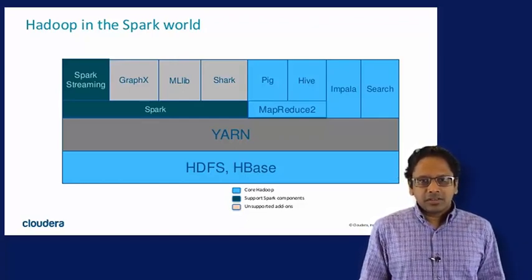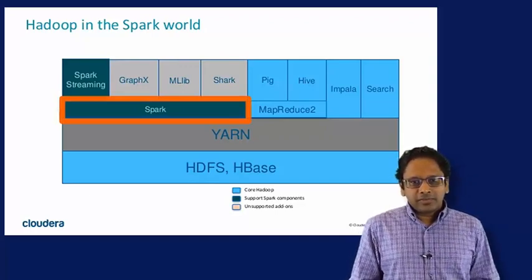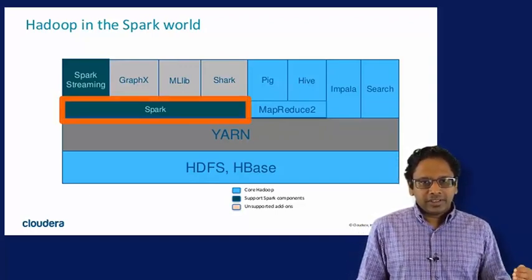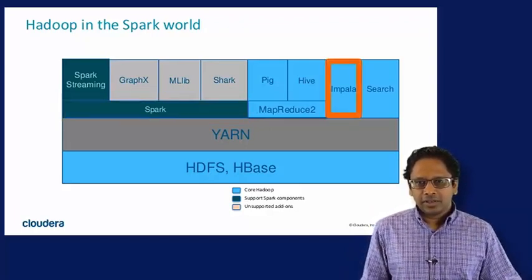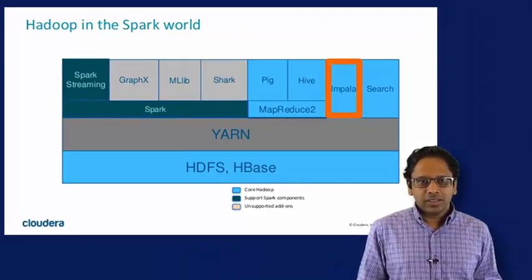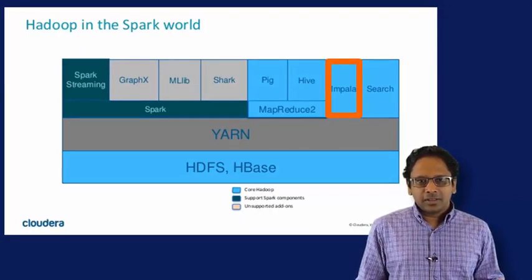So what this means is above the basic layers of HDFS and Yarn, you could have a layer of Spark, you could have applications that directly work with Yarn, and then there are applications that sit on top of everything.